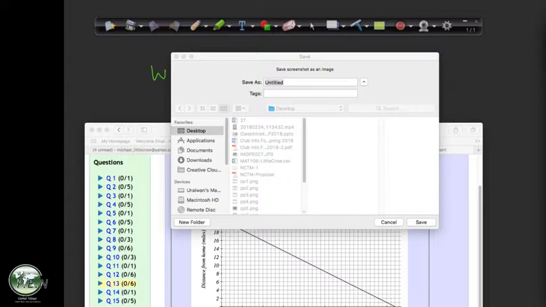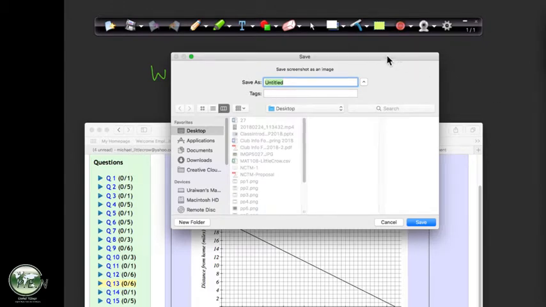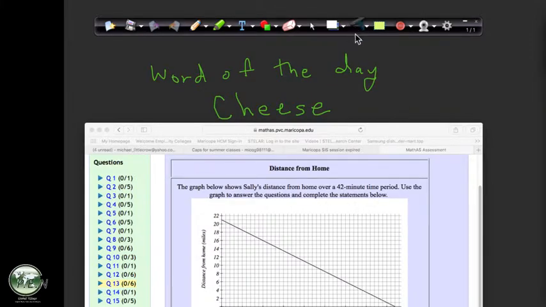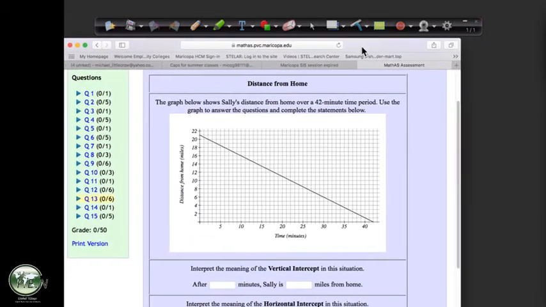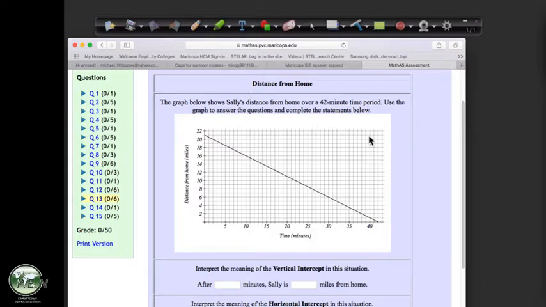Let's go into the desktop. Okay, so I'll get this out of the way. We've got this graph. It shows Sally's distance from home over a 42-minute time period. Use the graph to answer the questions. Down here we have time in minutes, and over here we have the distance from home. So the y coordinate gives us distance from home, and the x gives us the time.